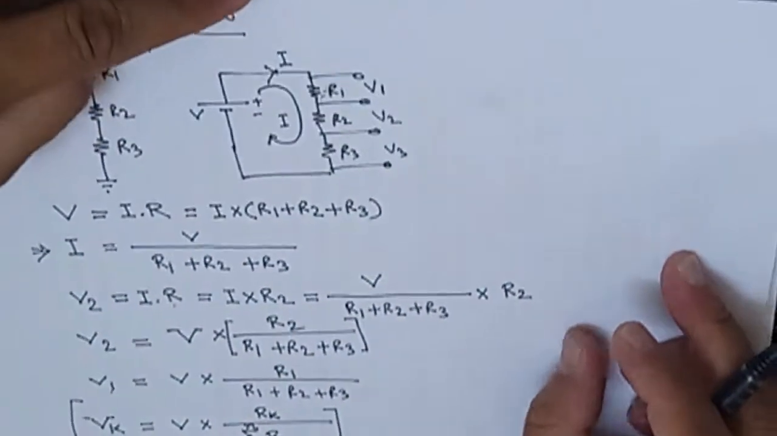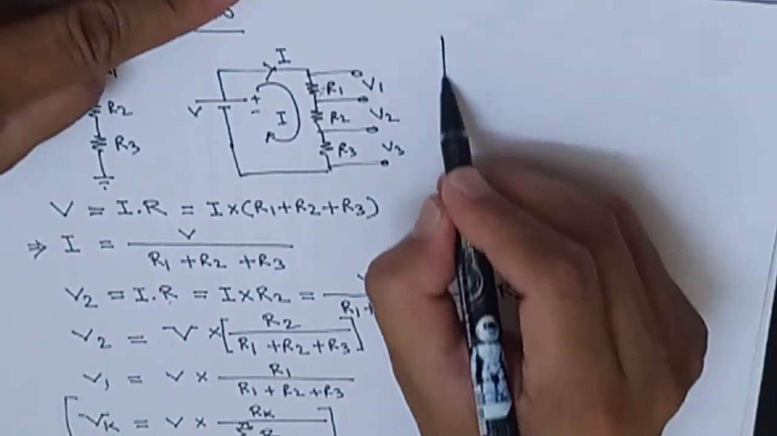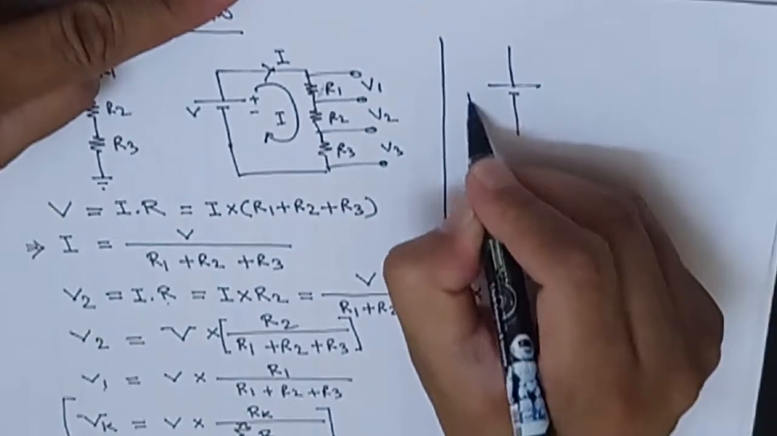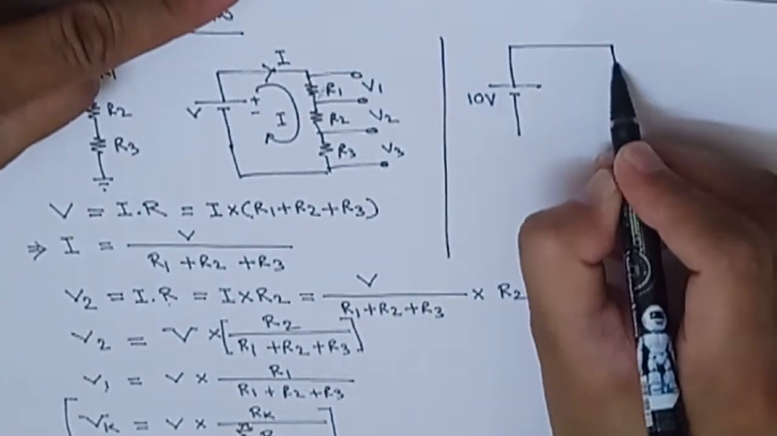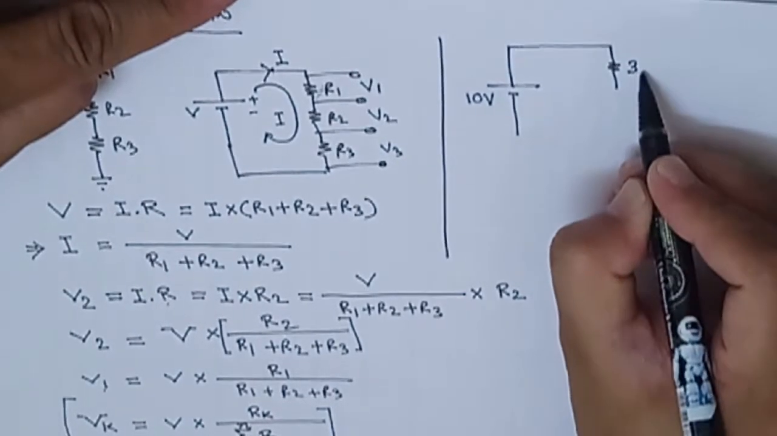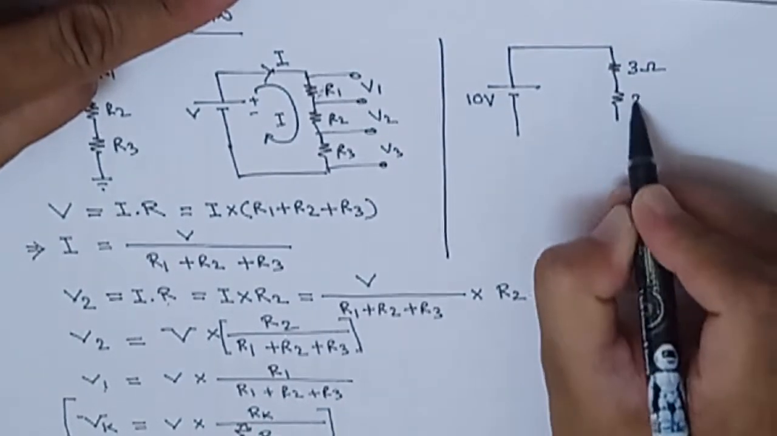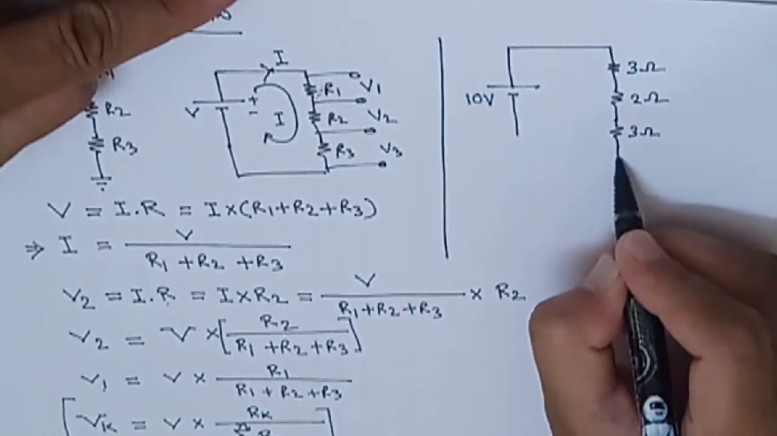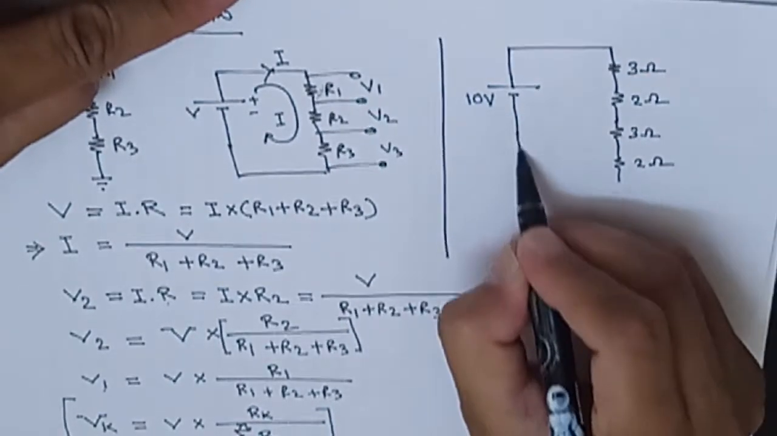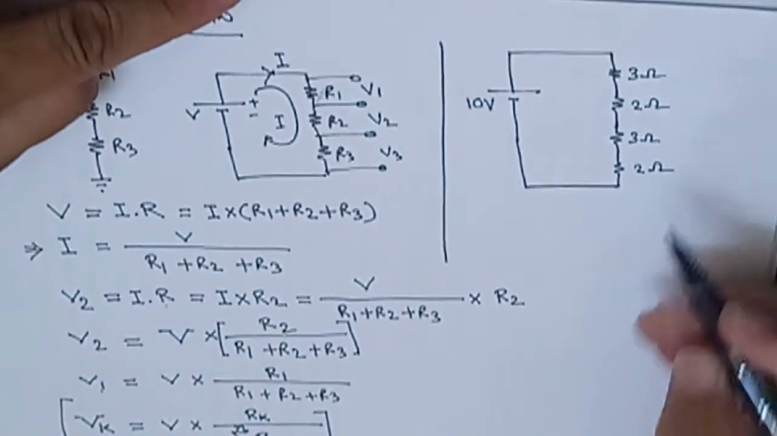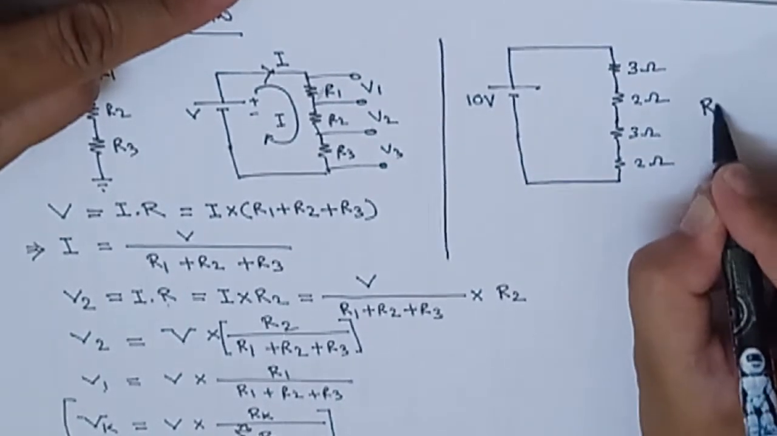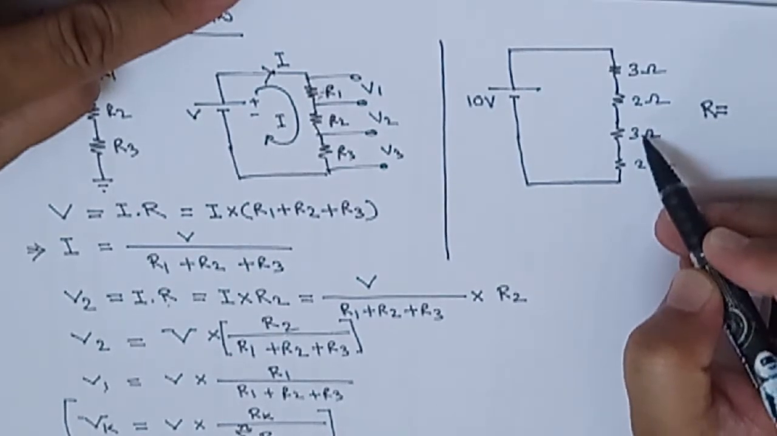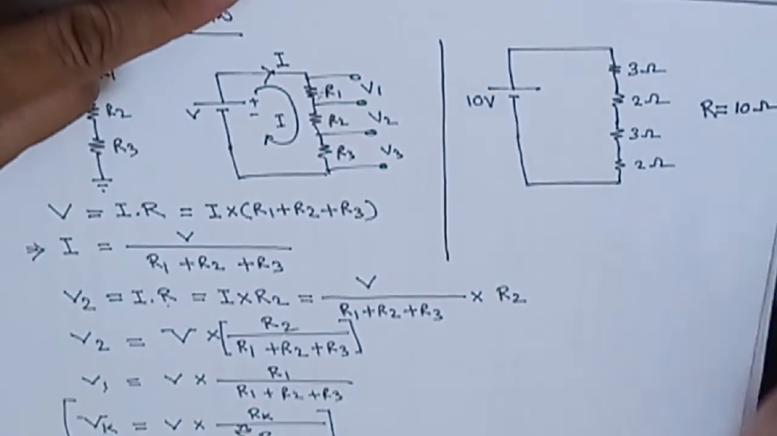Now you check, I am just going to solve one problem here, there is some small space here, so we can solve it here itself. Now we can consider a 10 volt supply. Here the resistances are 3 ohm, 2 ohm, 3 ohm and 2 ohm. Complete the circuit. Now you check the total resistance R, that is equal to 3 plus 2 is 5, plus 3 is 8, plus 2 is 10. So the 10 ohm resistance.